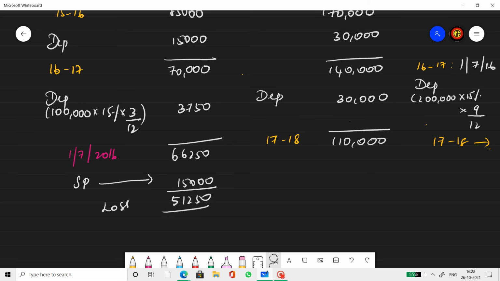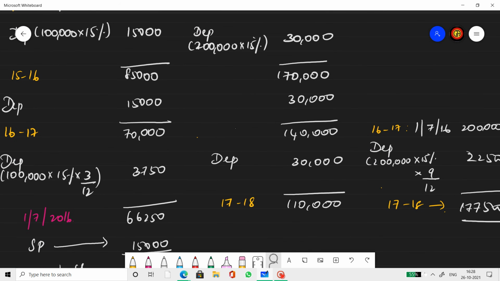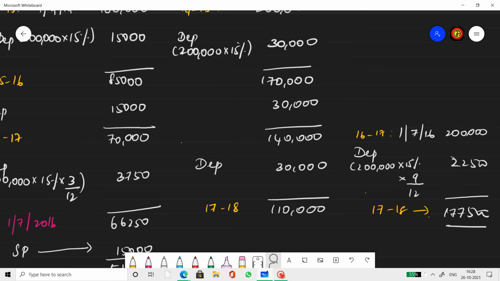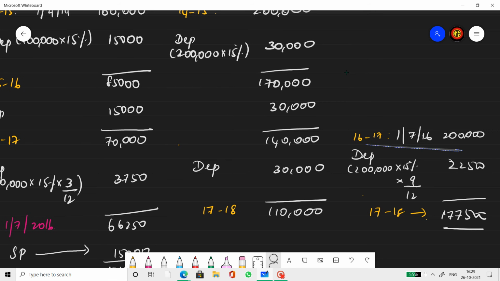The next machine is kept to use in the third year also. Now, on the day of the sale of this one-third machine, a new machine was purchased. So that's like machine 3 here. And then this has been put to use, but the period is only 9 months. So 9 by 12, which is 22,500. And therefore, the book value for the next year is 1,77,500 rupees.